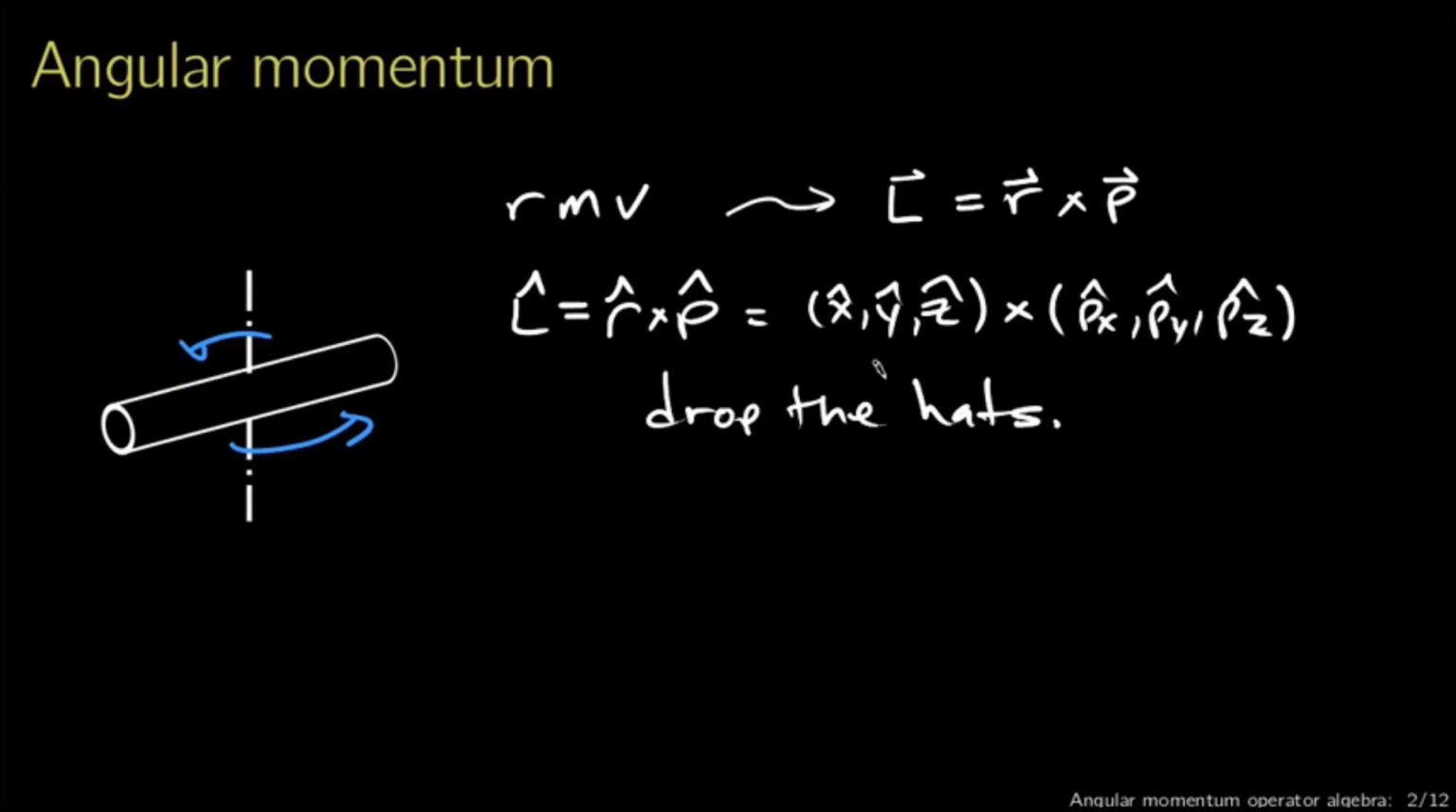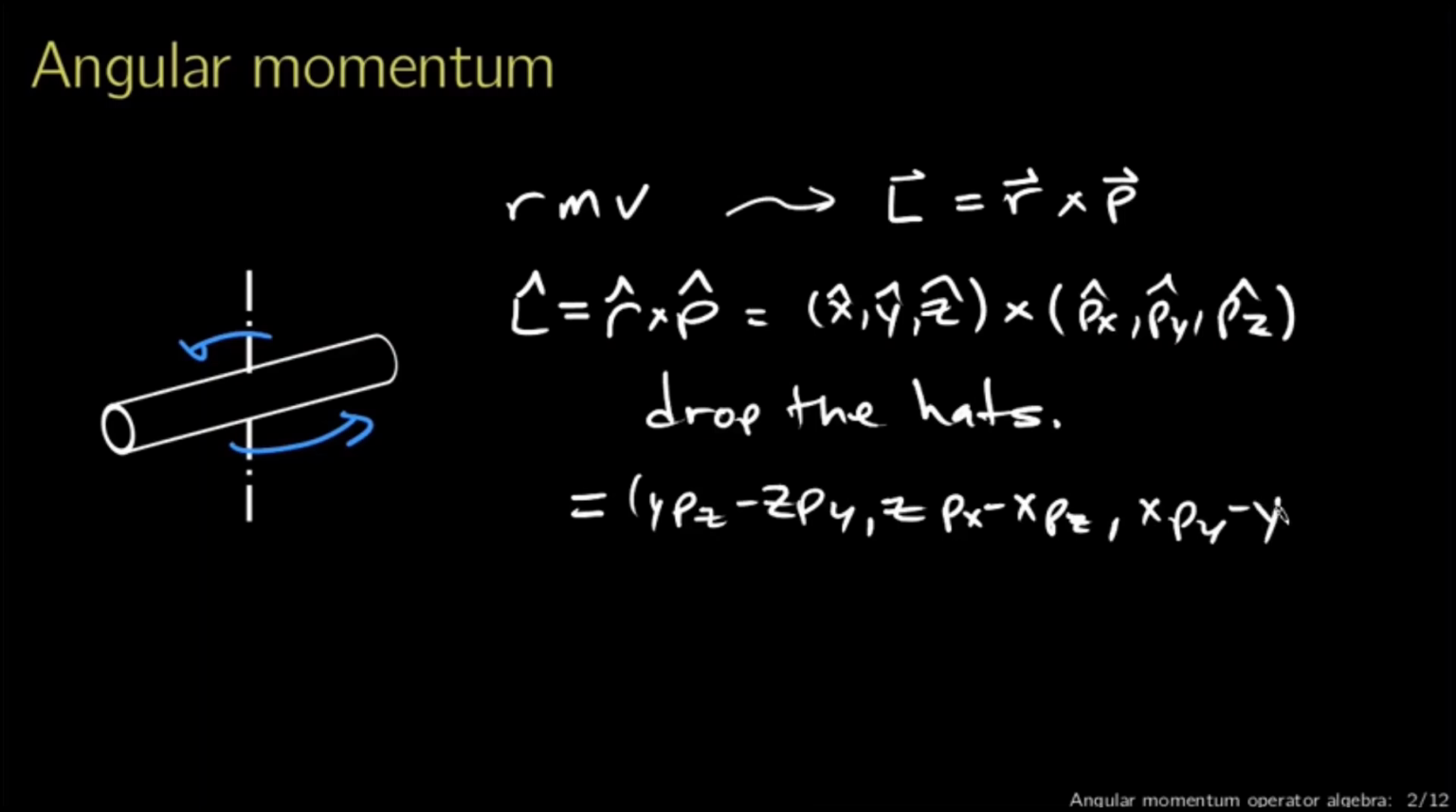So if you actually do the cross product between these x, y, and z operators, and these px, py, and pz operators, what you end up with is, well, you can do cross products, presumably. You end up with y pz minus z py, that's our x component. z px minus x pz, that's our y component. And x py minus y px, that's our z component.